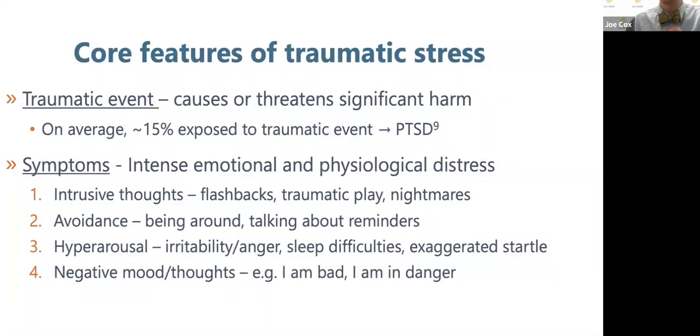And these are things like thinking that they're bad or that something is wrong with them, thinking that the world is unsafe. And importantly, this is an overgeneralization of something that happens. So an example is if they were in a car accident, they start thinking that all cars are dangerous, which we know cars can be dangerous, but not all cars in all situations involving cars are dangerous. So that's an example of a negative cognition or thought that is a core symptom as well.